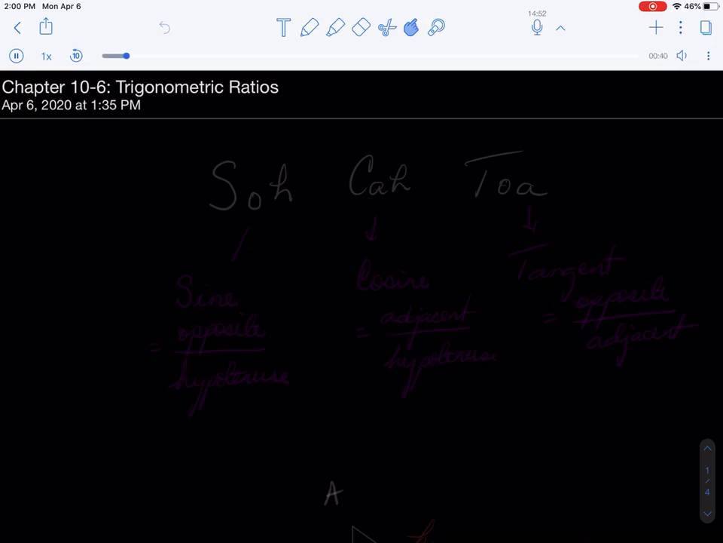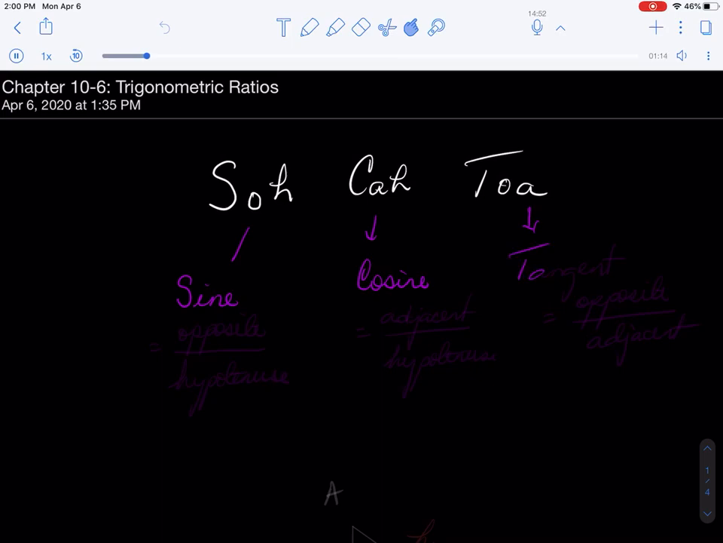I need you guys to be familiar with this acronym, SOHCAHTOA. What SOHCAHTOA represents is: SOH, it is sine. CAH, that is cosine. TOA, it is tangent.